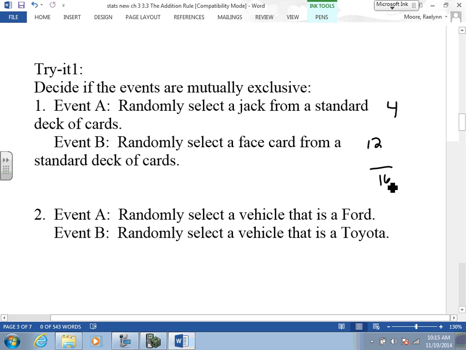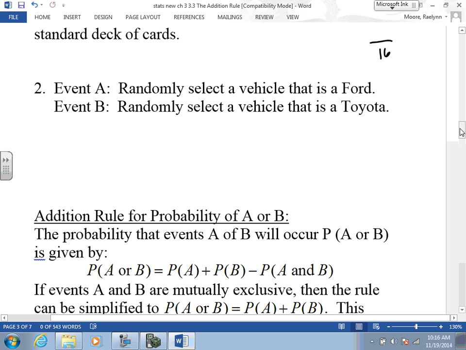However, I counted the jacks twice. I counted them here, and I counted them here. So that's a problem, because these are not mutually exclusive. So we're going to see when they're not mutually exclusive, you can't add like you normally would if they are mutually exclusive. Okay, we're going to get to that in about 2 minutes.